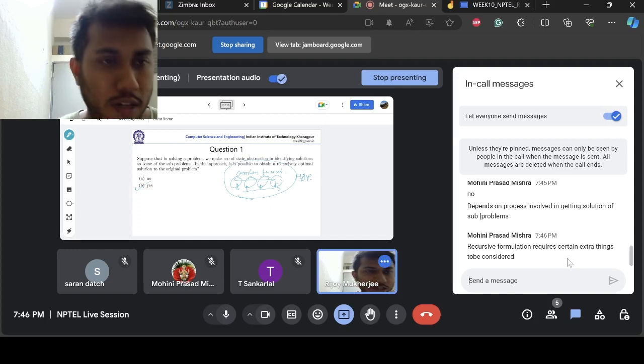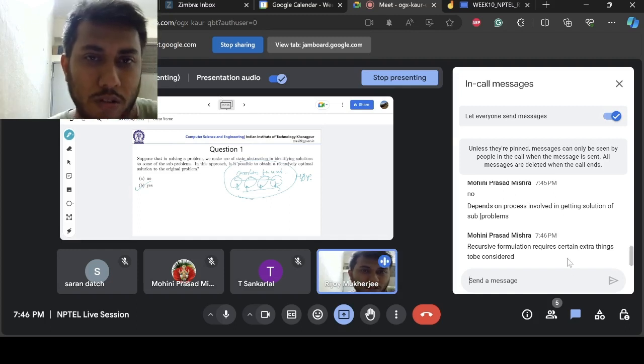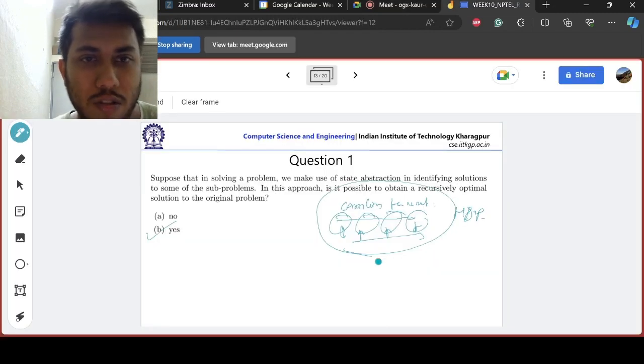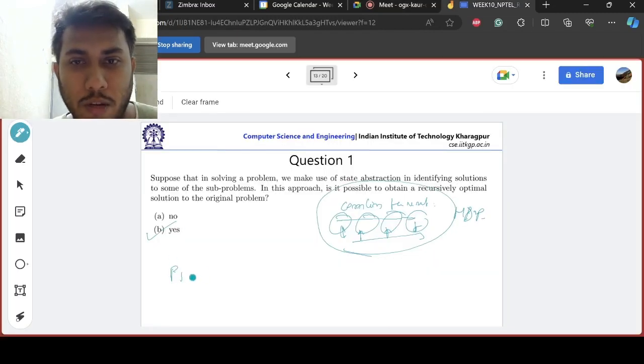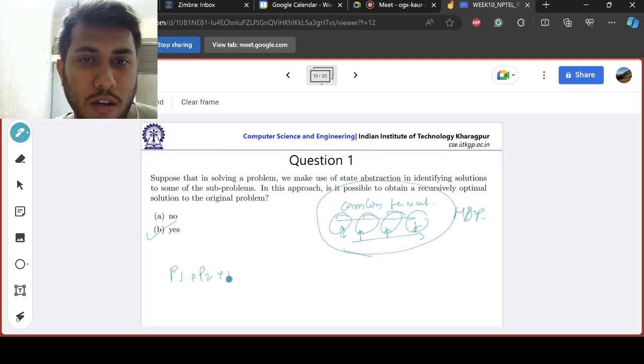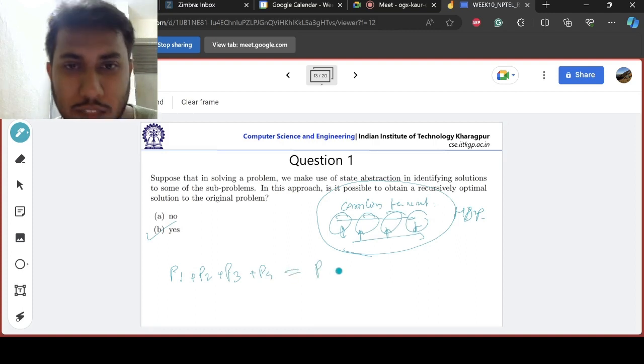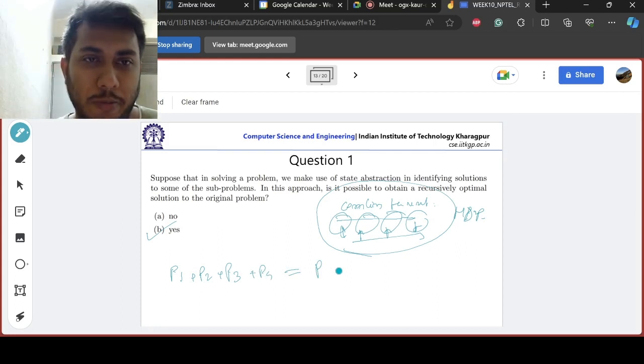Recursive formation equals certain extra things to consider. Yeah, true. It can be considered. What I'm trying to say is that suppose this P1 optimal plus P2 optimal plus P3 optimal plus say P4 optimal is, let's say, equal to P. That is the thing they want to ask: is it possible to get that?